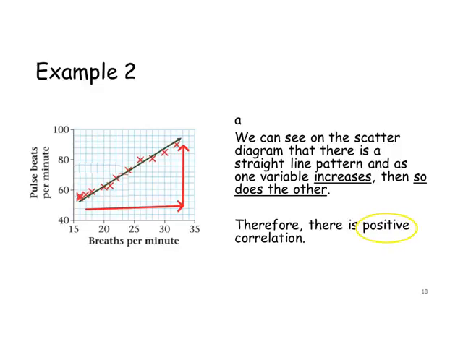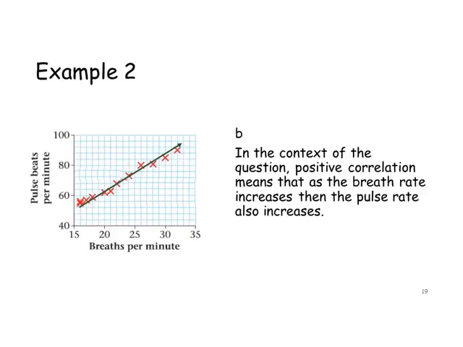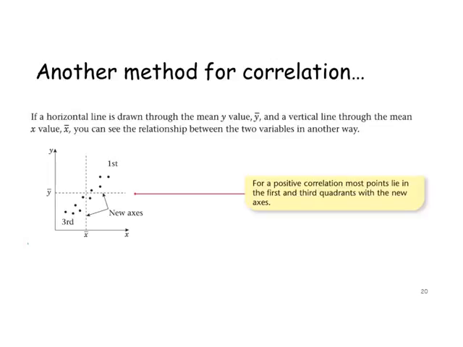Now to interpret that correlation, and remember, when we are interpreting, then we need to consider the context of the question, and the question is about breaths per minute and pulse beats per minute. So our interpretation is that the positive correlation means as the breath rate increases, then the pulse rate also increases. So there's two examples.